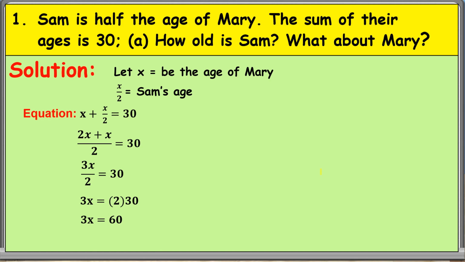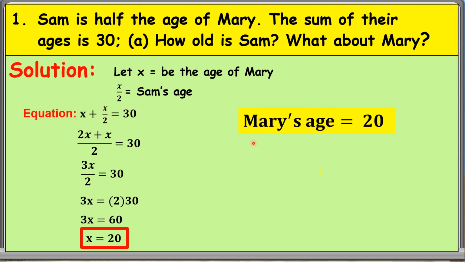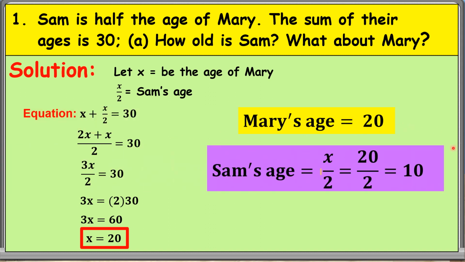Okay? Then divide both sides by 3. Kaya 3x divided by 3 and 60 divided by 3 will give you what? Of course, we have x is equal to 20. Okay, 20. So, meaning to say, meron na tayong age ni Mary. Ayun, ang age ni Mary ay 20, di ba? Mary's age is 20.